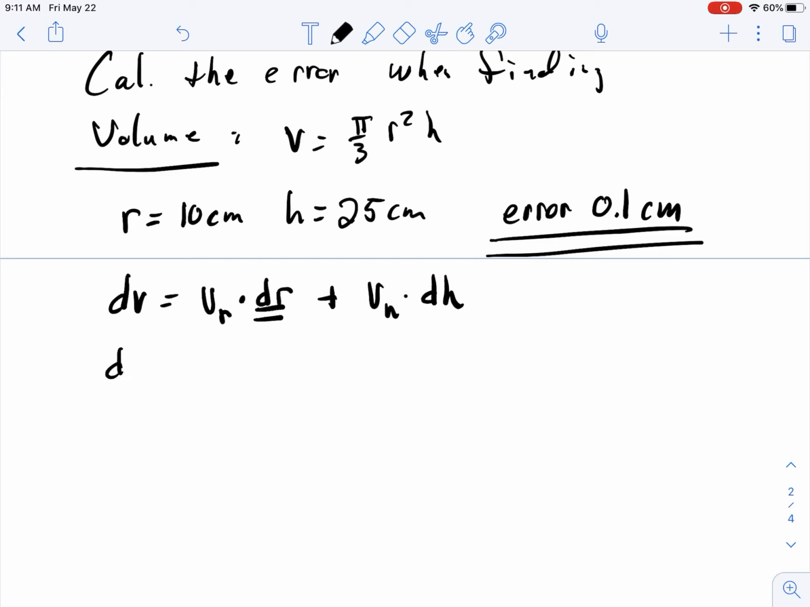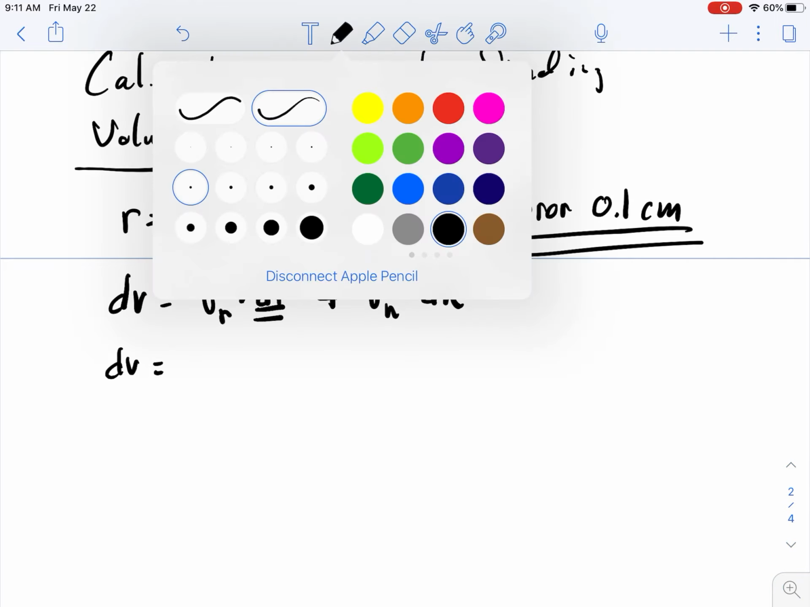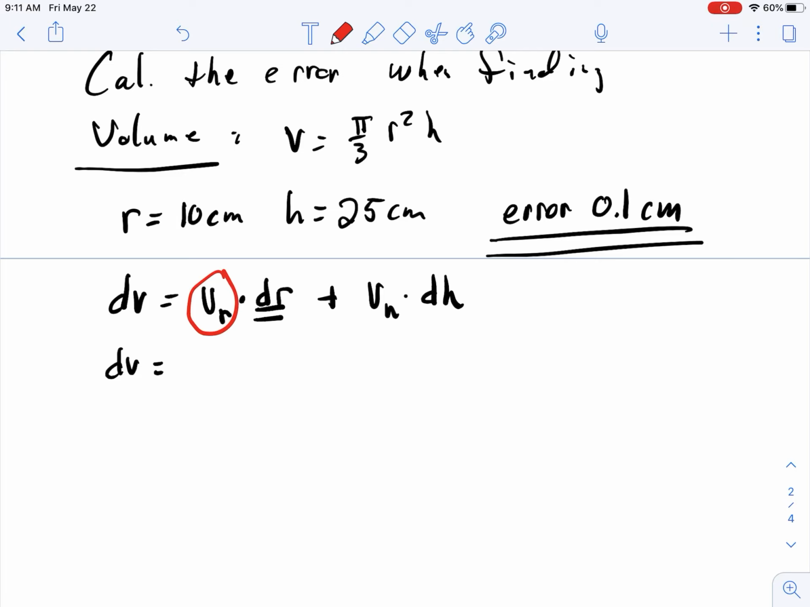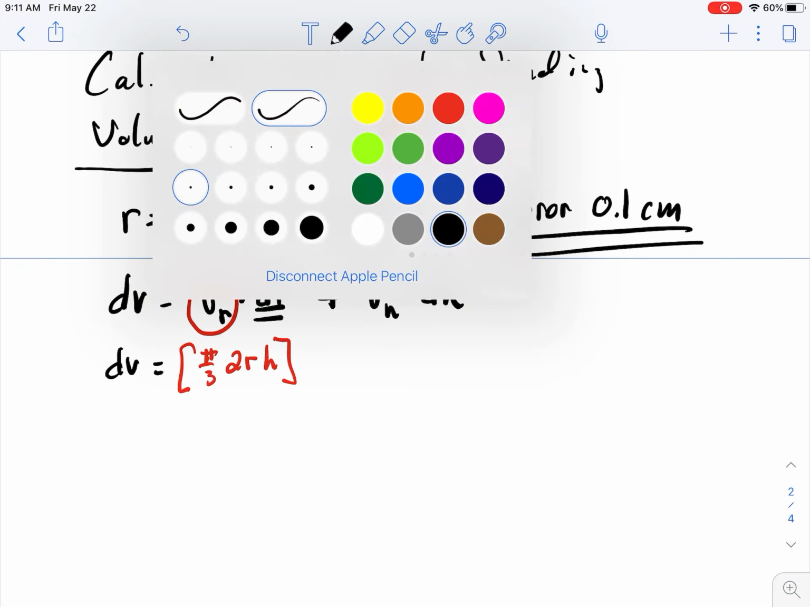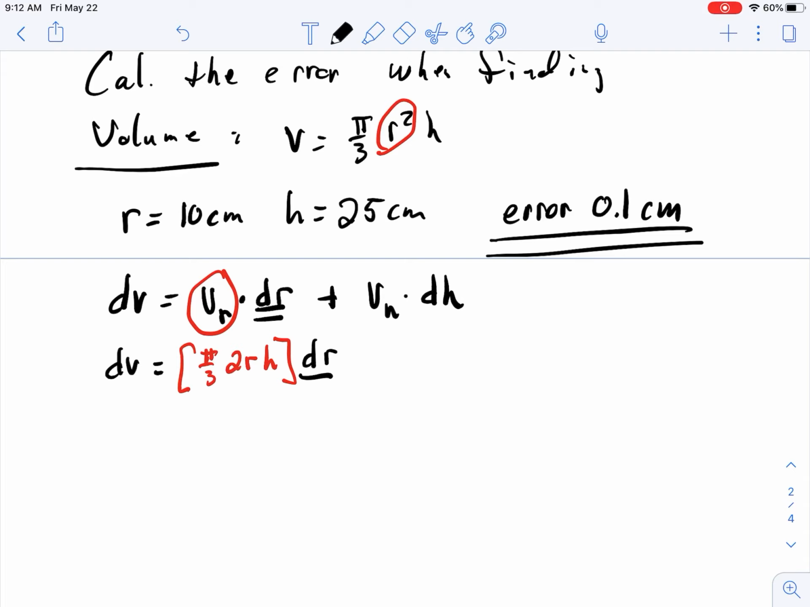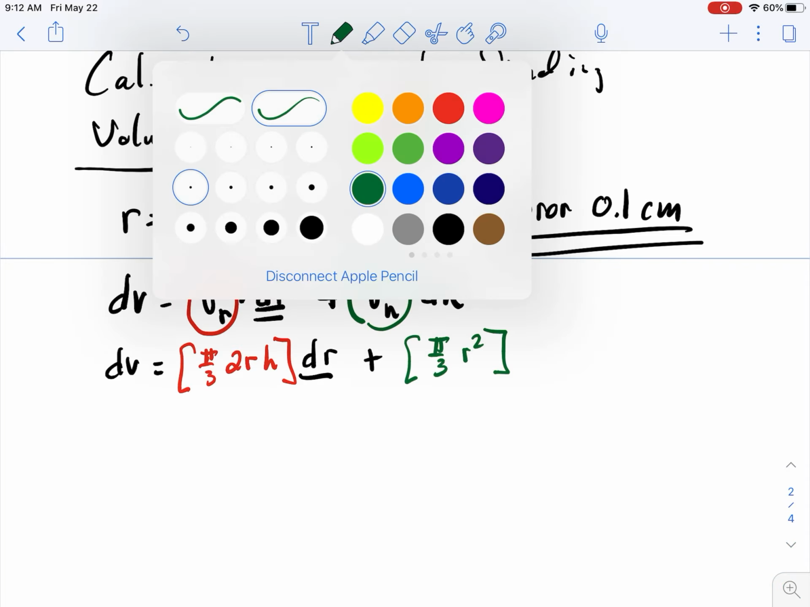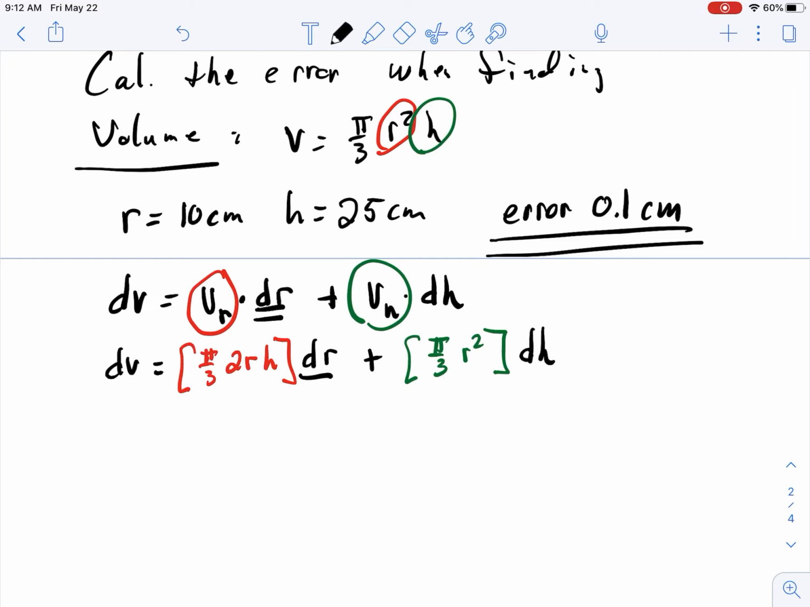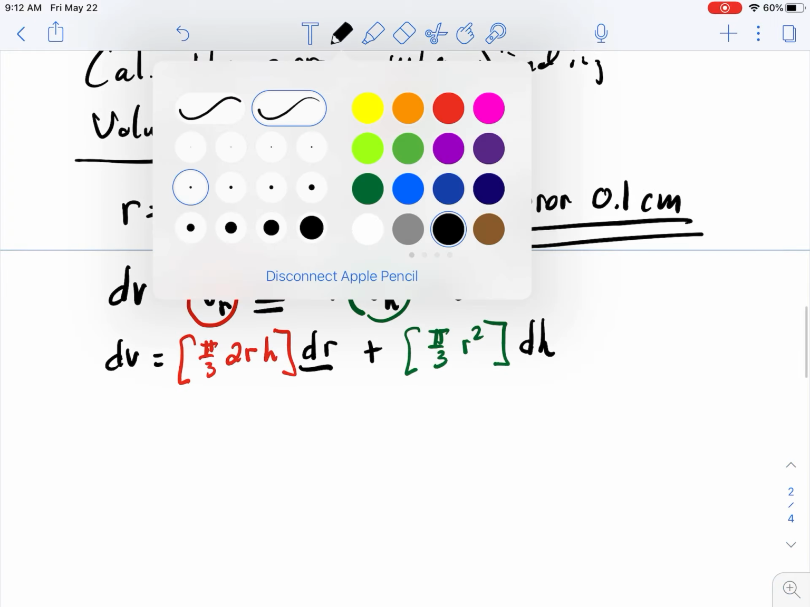Okay, so if we go through and find these values, doing the partial derivative of this piece here, you would have pi over 3, 2rh, and then the difference of your radius, dr. Plus, now doing the partial derivative with respect to h, that would be pi over 3 r squared, and then the difference of your error, dh.